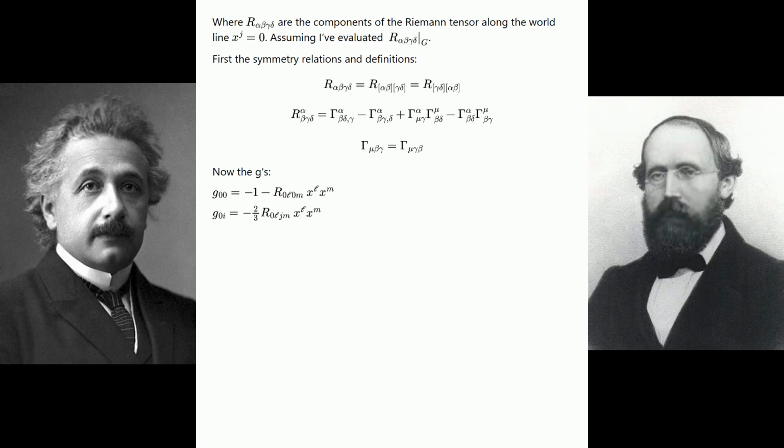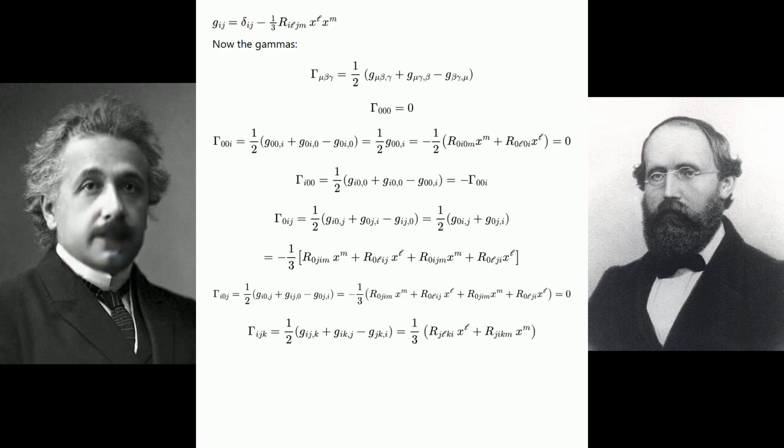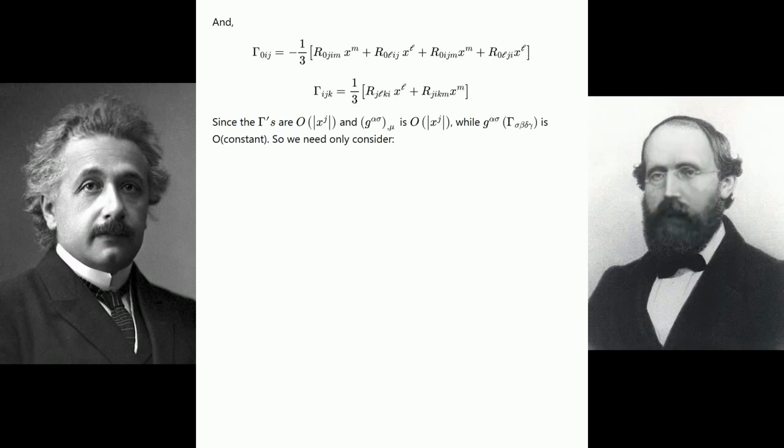Now the g's. g_00 equals negative 1 minus R_0ℓ0m times x^ℓ x^m. g_0i equals negative 2/3 R_0ℓjm times x^ℓ x^m. g_ij equals δ_ij minus 1/3 R_iℓjm times x^ℓ x^m. Now the gammas. See the equations shown. And see the following group of equations.